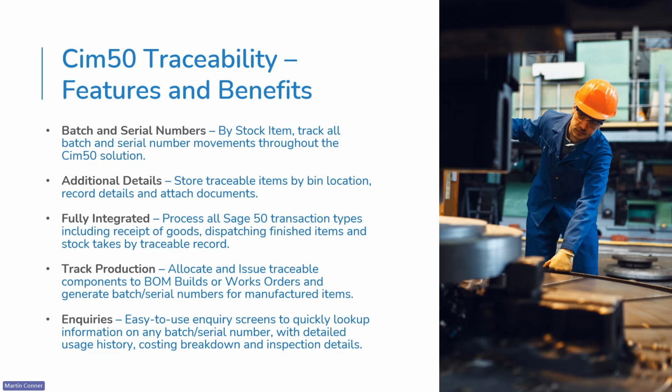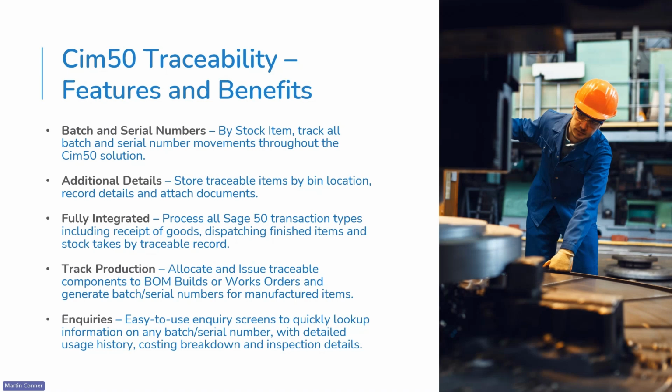Okay, and this was actually a key difference between Cim50 and the legacy Sage 50 manufacturing system, which was all or nothing, whereas we've been selective by item. We've also introduced serial numbers as well. What that means is that we can track those movements right the way through the Cim50 solution. So you would move from doing any transactions within your Sage 50 Accounts for traceable items into Cim50, and you can carry out all of those transactions within Cim50.